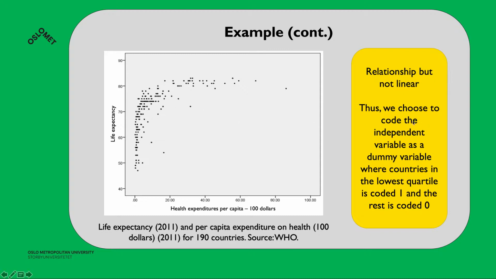So we choose to code the independent variable as a dummy variable, where countries in the lowest quartile are coded 1. Those 25% of the countries that spend least on health per capita are coded 1, and the rest are coded 0. So the 75% that spend most are coded 0.